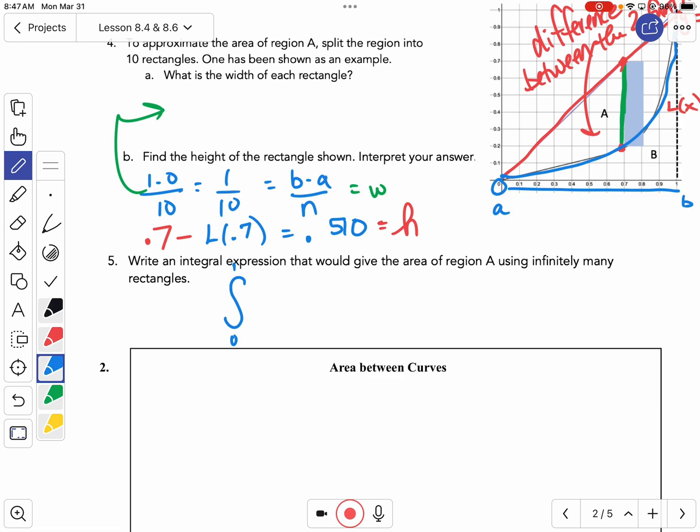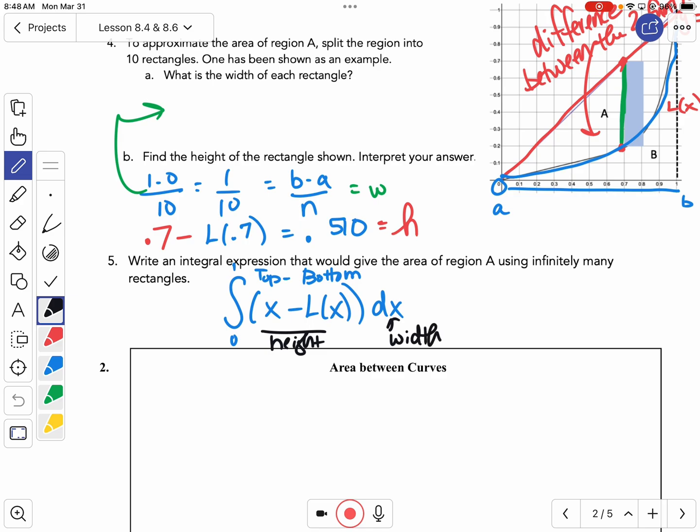Or base times height. So my height we got by taking x, which was my top function, minus L of x, my bottom function. All right, so this is top minus bottom, and then dx, which is my width, b minus a over n. So this is my height, and this is my width, right? So that will give me area.